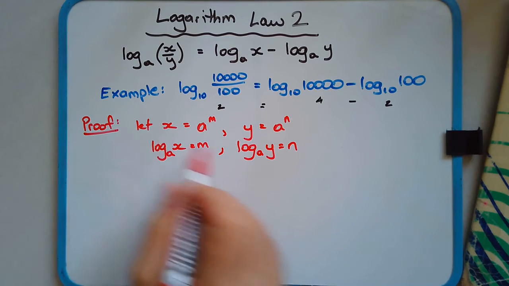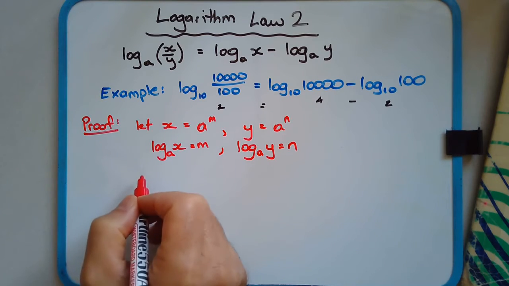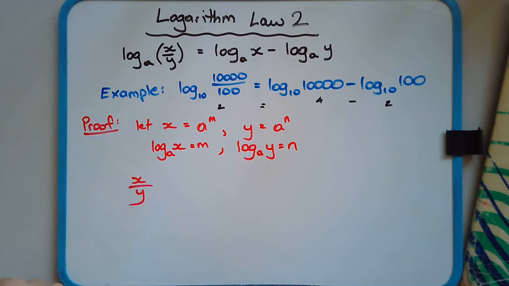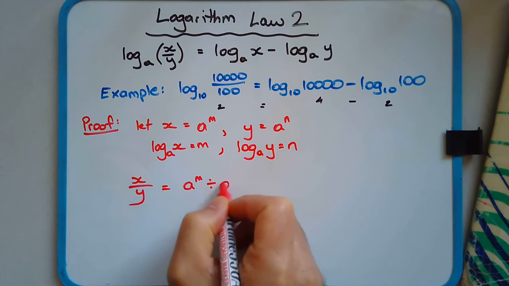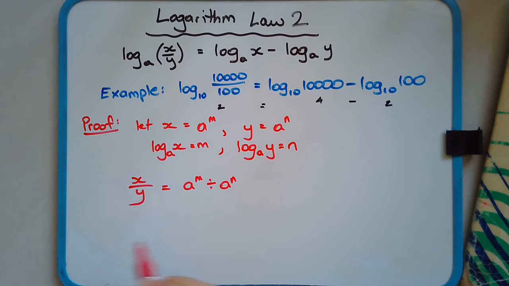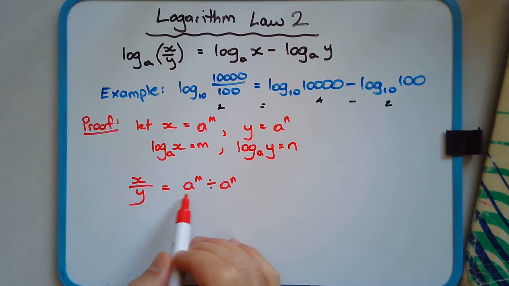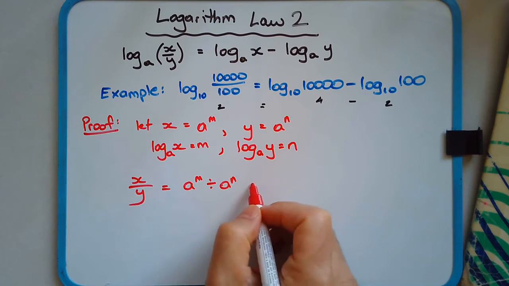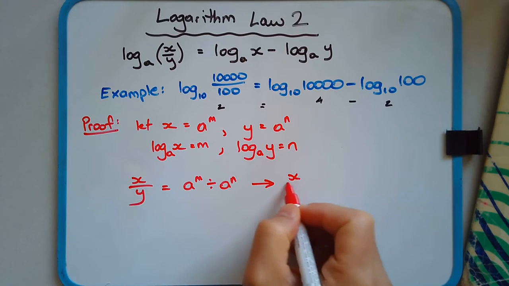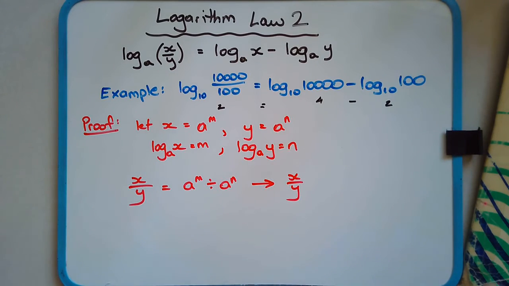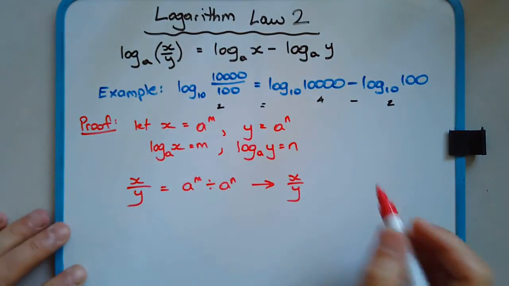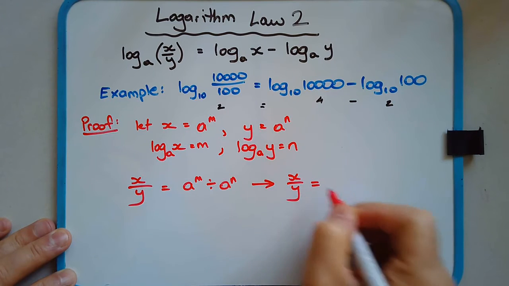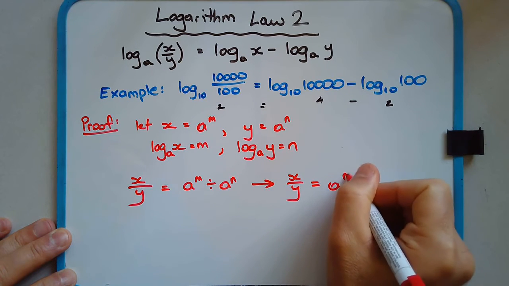Now instead of a product, we're going to have a quotient. So x over y is equal to a to the power of m divided by a to the power of n. The second index law states that if you're dividing two terms with the same base, you subtract the indices. Just to save a little bit of space, I'm just going to continue it over here. So x over y is equal to a to the power of m minus n.